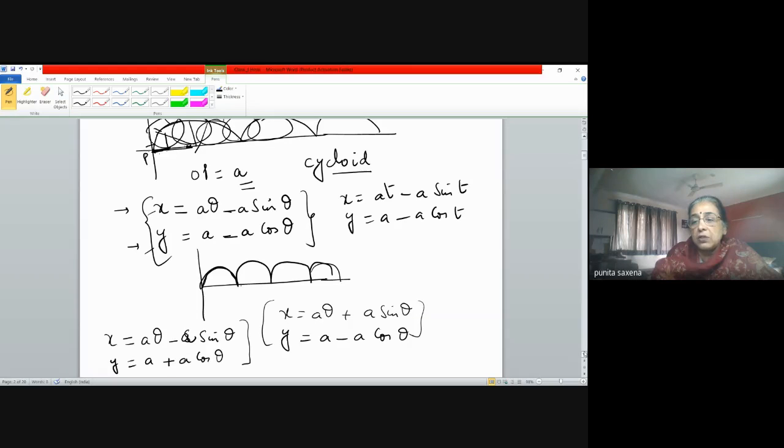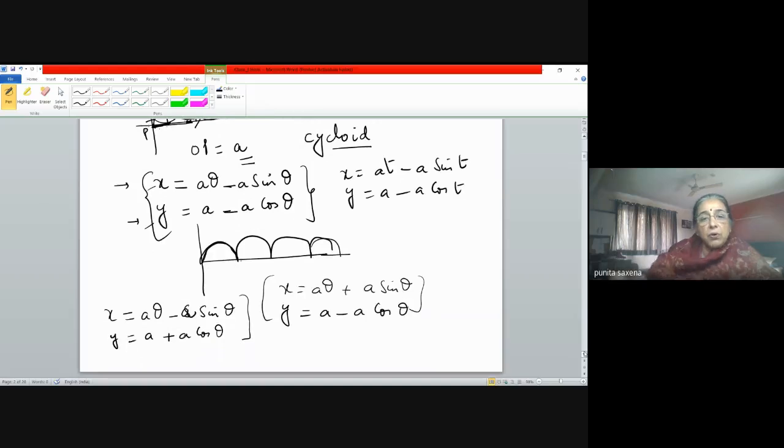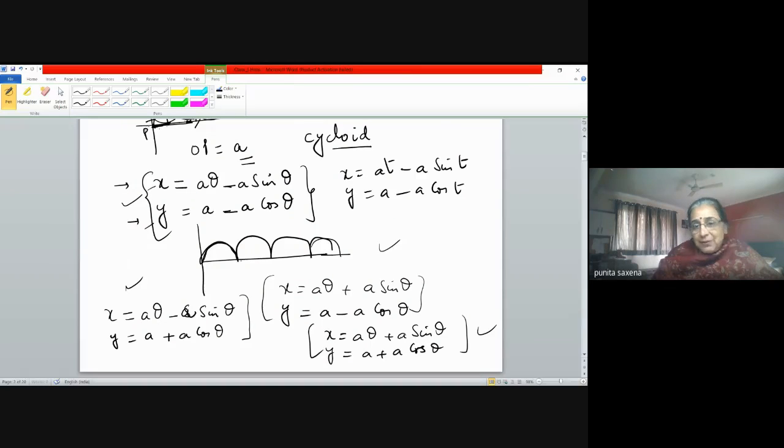And why not positive signs with both? In the sense, x is equal to a theta plus a sine theta, and y is equal to a plus a cos theta. So all these four equations should behave in a similar manner, right? So that means they should give cycloids, but definitely some things will change. Can I leave it now? Now how to trace it?